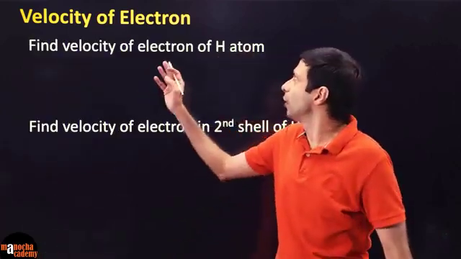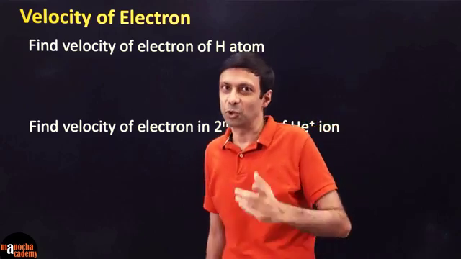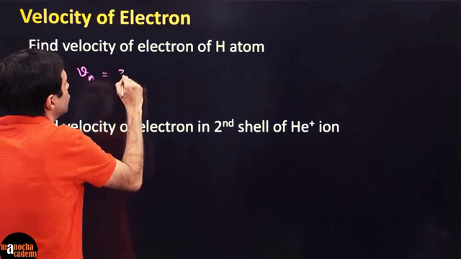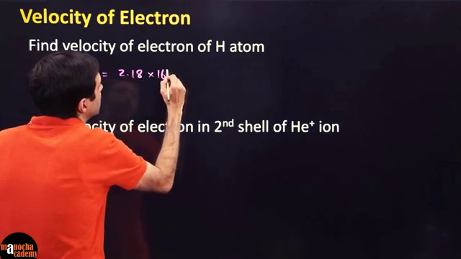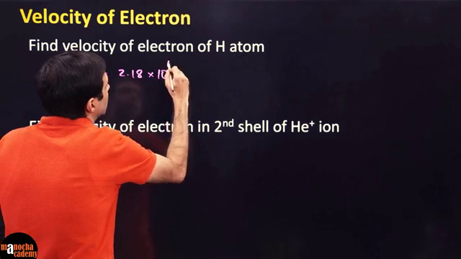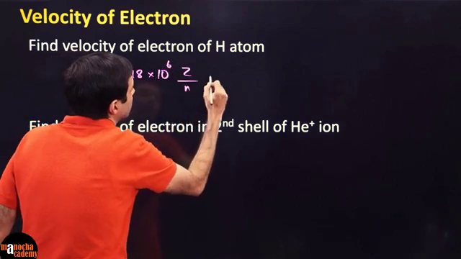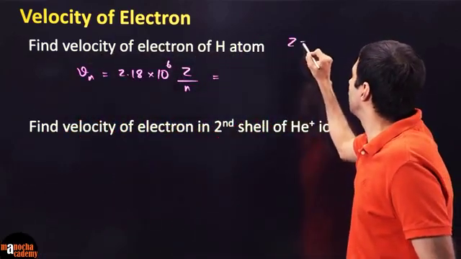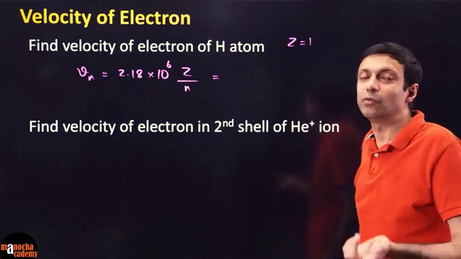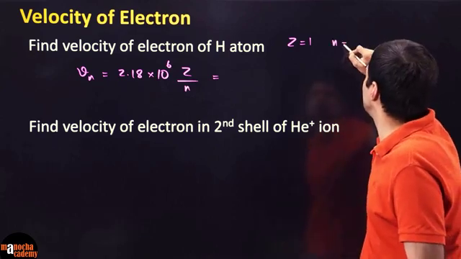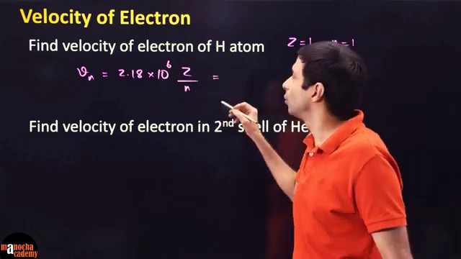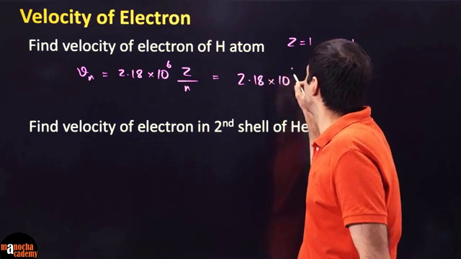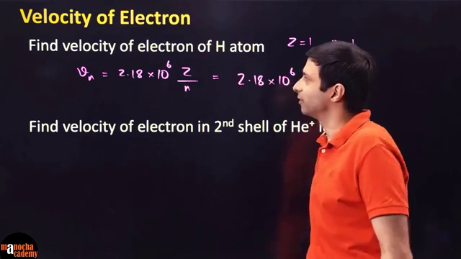So let's say we want to find the velocity of the electron in the hydrogen atom. So we can use that shortcut formula that we learned, that the velocity in the nth shell is 2.18 times 10 to the power 6 Z by N. In the hydrogen atom, we know atomic number Z equals 1. And if you are talking about the electron, which is in the first shell, we are going to substitute N equal to 1. So simply these will be 1. So obviously we are left with 2.18 times 10 to the power 6 meter per second.